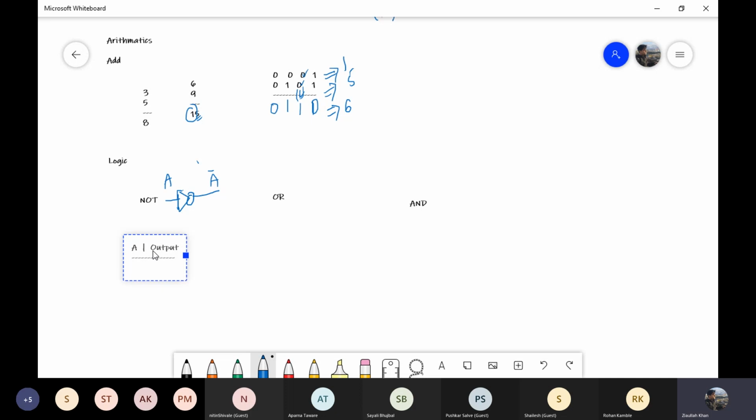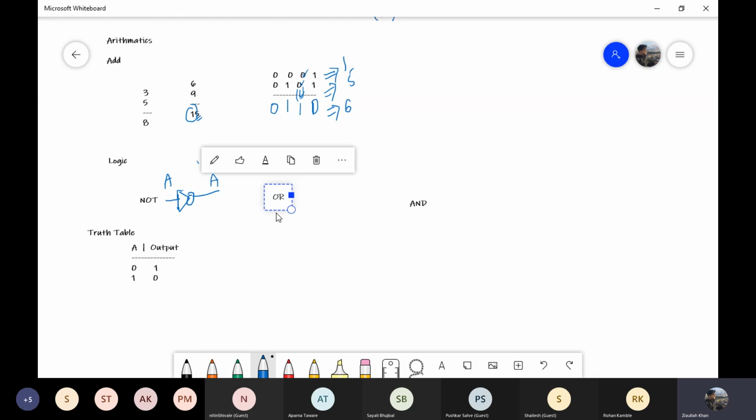For a NOT gate, if you give the input as 0, it is going to flip the bit and switch it to a 1. And if you give it an input 1, it's going to give you an output of 0. Right? So this is the truth table of a NOT gate.